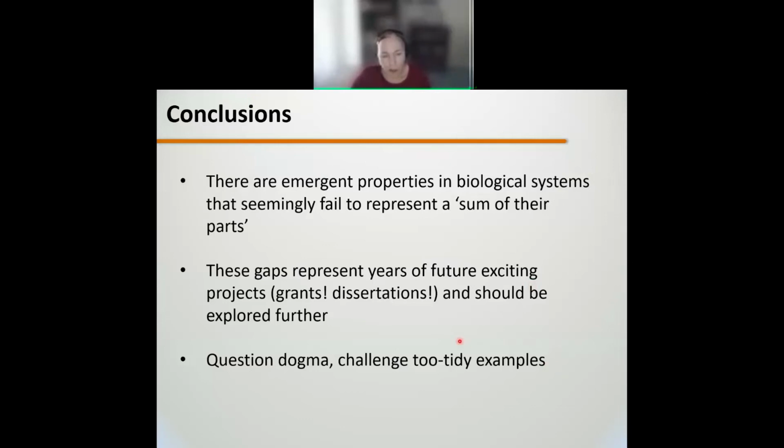And I try to question dogma and challenge too tidy examples as much as I can, but like every other aging professor, I find myself a little bit too comfortably slipping into the habit of saying this is simply the way that it is. So I challenge all of you younger researchers not to do that.